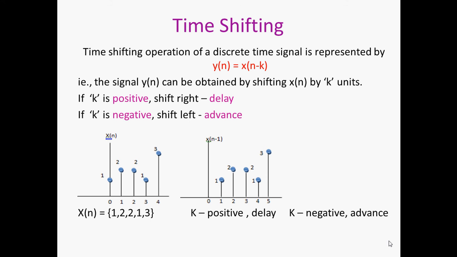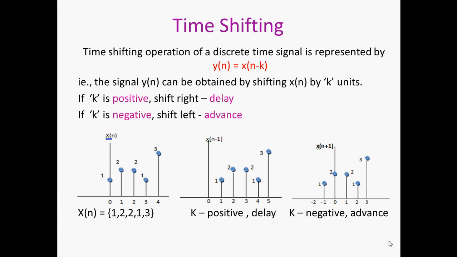From 1 we are going to have 5 values, that is 1, 2, 3, 4, 5. So it is shifted right, that is delay. Instead of starting from 0, it is delayed by 1 unit of time as it starts from 1 in your x of n minus 1.